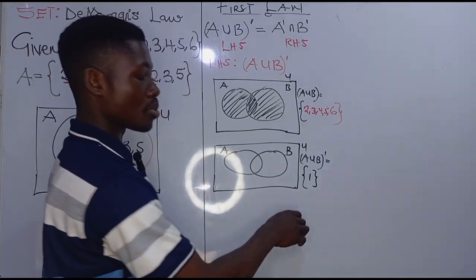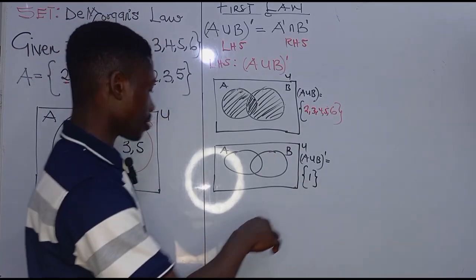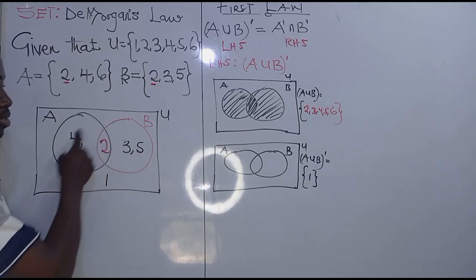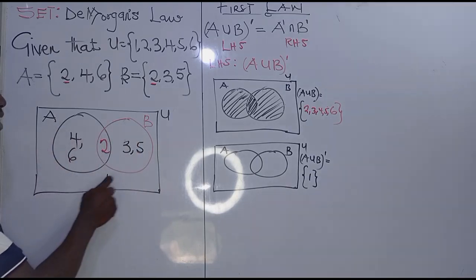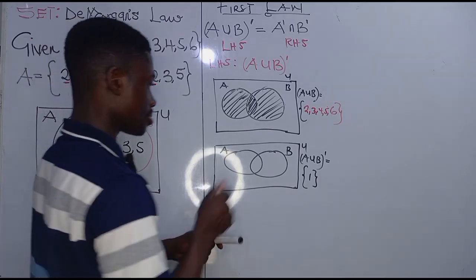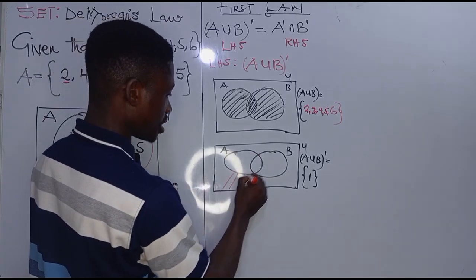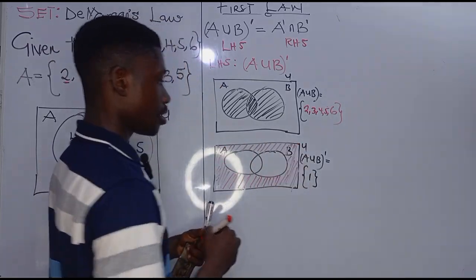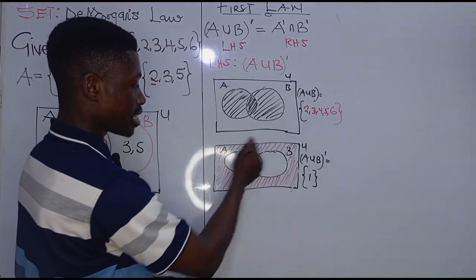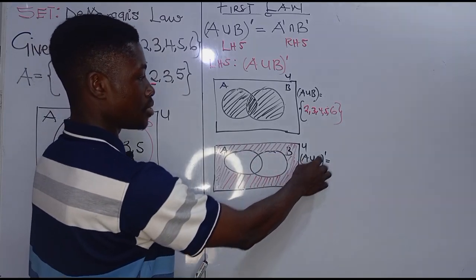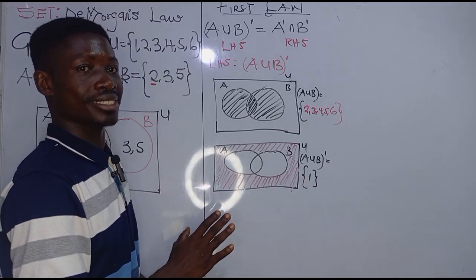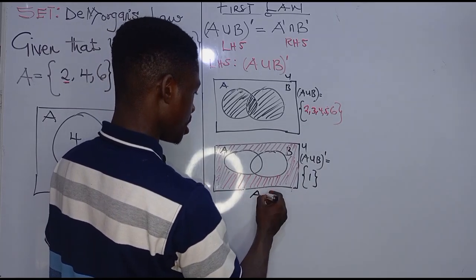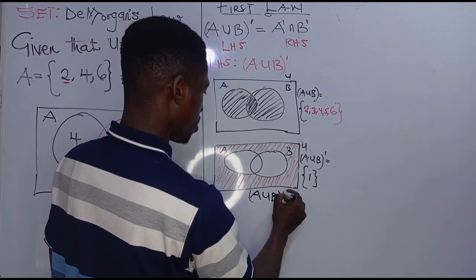So what we are going to do is shade the region that contains the element 1 with regards to this Venn diagram. So we have 1 is outside these two circles. So all this region outside the two circles represents what? 1. So we are going to shade the region outside these two circles. So it means that all the shaded region represents what? A union B complement.